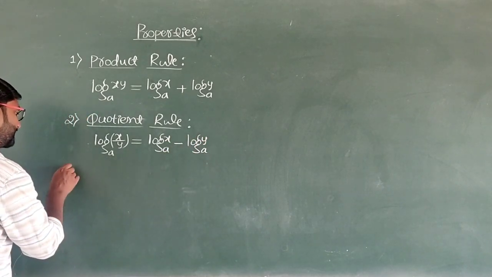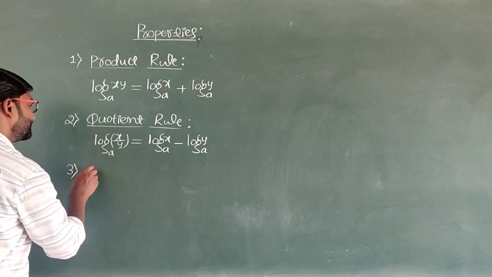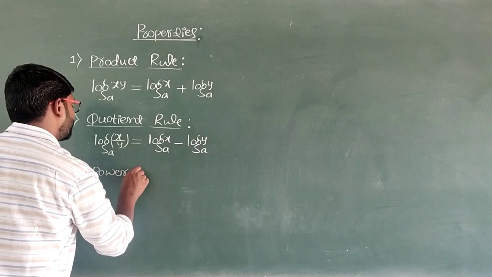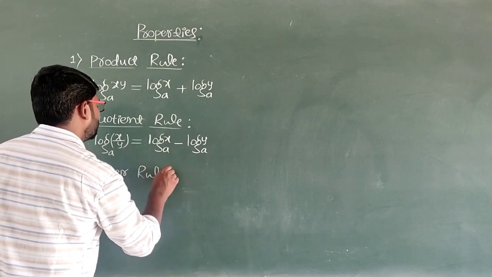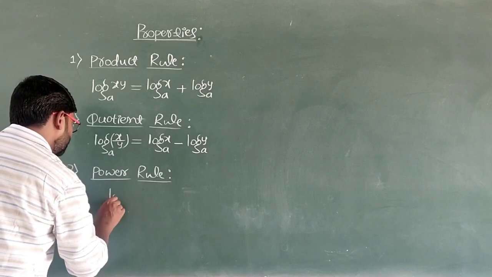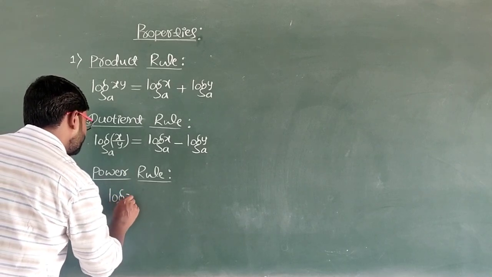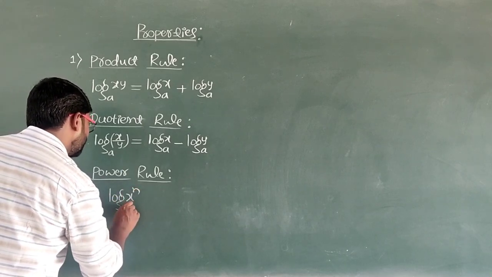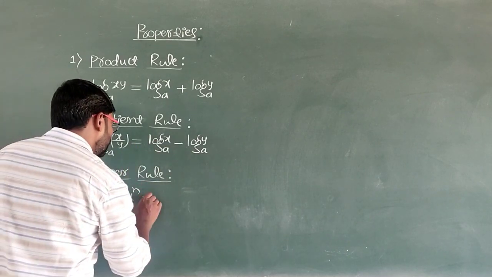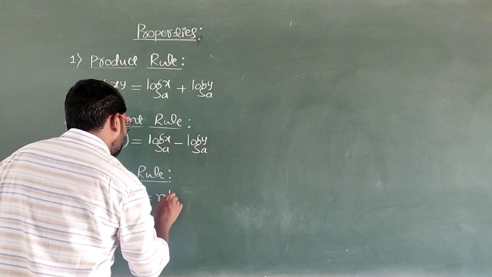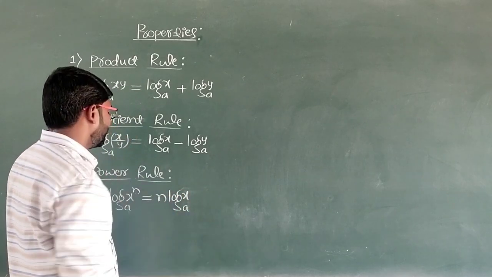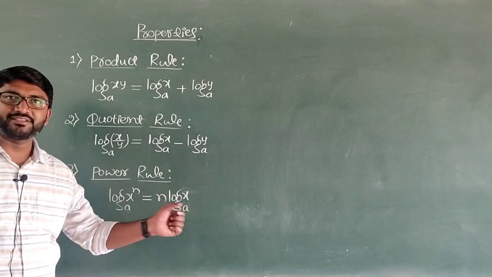Then the third property, it is the power rule. The rule says log x to the power n to the base a can be written as n times log x to the base a.